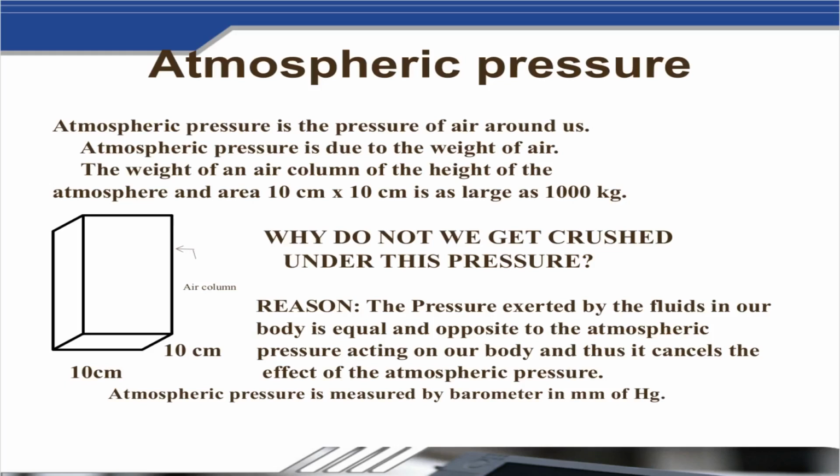Now why do we not get crushed under the pressure? Reason: pressure exerted by the fluid in our body is equal and opposite to the atmospheric pressure acting on our body, and thus it cancels the effect of atmospheric pressure. So do you know what is fluid? A fluid is a substance which can flow. Okay, हमारे शरीर में fluid क्या है? Blood. तो पूरे body में flow करता रहता है. So atmospheric pressure is measured by the barometer in millimeter of mercury Hg.